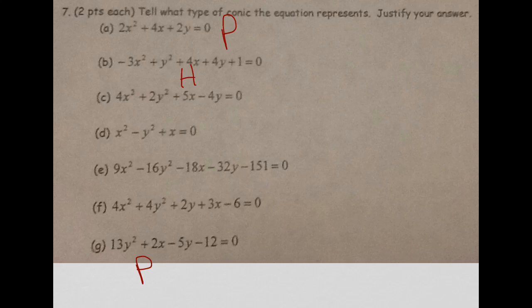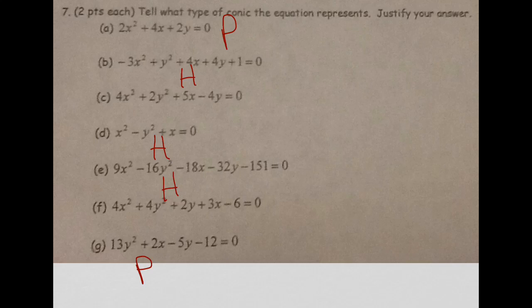Scroll down. Let's see. I got a positive x squared, negative y squared. Boom. That one's got to be a hyperbola as well. And I believe that's it. Oh, no, D. Let everyone look at D. So D has a positive and a negative, so it is also a hyperbola.